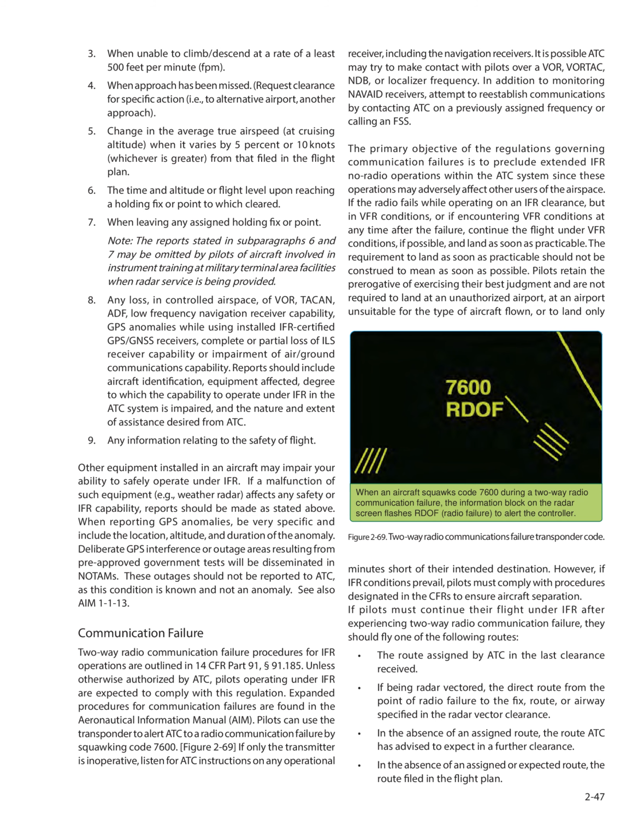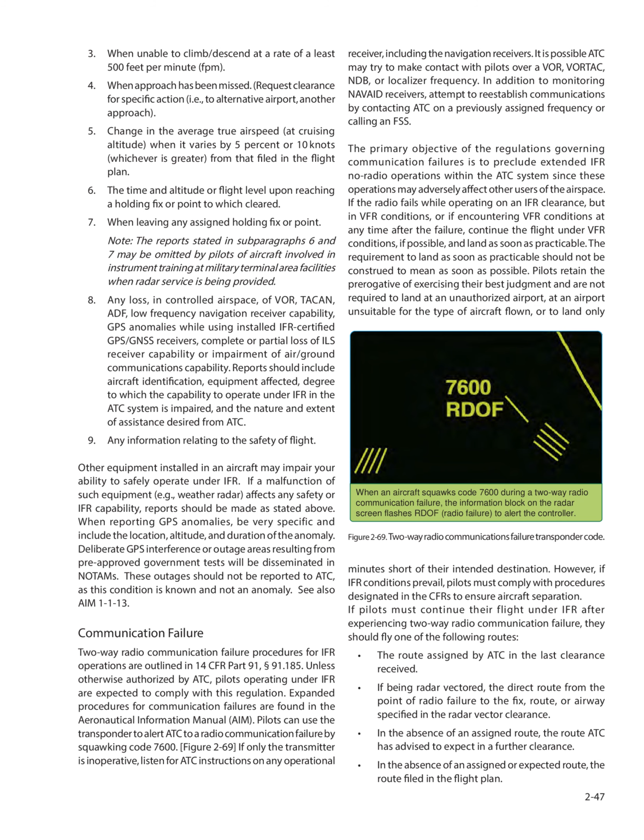In addition to monitoring NAVAID receivers, attempt to re-establish communications by contacting ATC on a previously assigned frequency or calling an FSS. The primary objective of the regulations governing communication failures is to preclude extended IFR no-radio operations within the ATC system, since these operations may adversely affect other users of the airspace. If the radio fails while operating on an IFR clearance, but in VFR conditions, or if encountering VFR conditions at any time after the failure, continue the flight under VFR conditions, if possible, and land as soon as practicable. The requirement to land as soon as practicable should not be construed to mean as soon as possible.